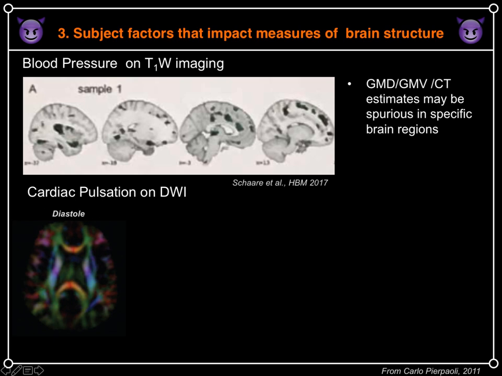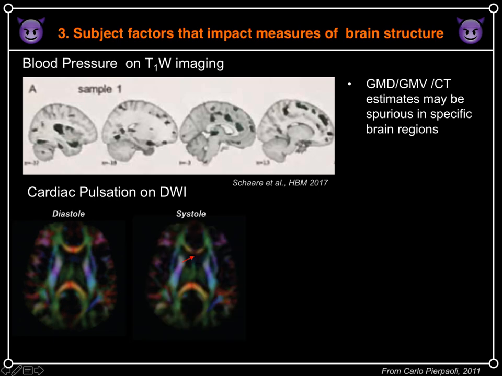Similar physiological factors can also have an impact on diffusion-weighted images. This is what a directionally encoded color map, as measured using DTI, looks like at the diastolic phase of the cardiac cycle. But in the systolic phase, you see basically a disconnection in the corpus callosum. You can see there are dramatic changes in the white matter anatomy in the systolic phase. Controlling for this can be done using cardiac gating and so on.